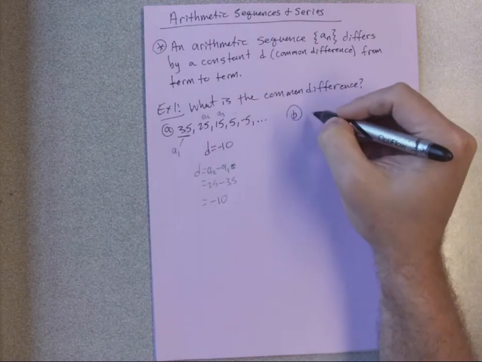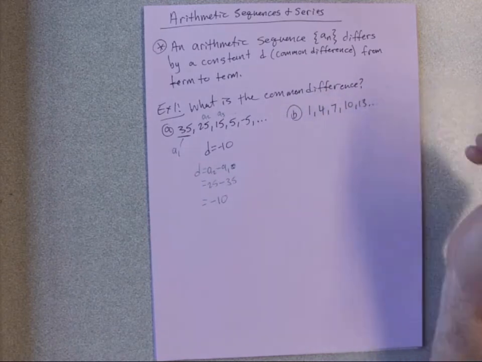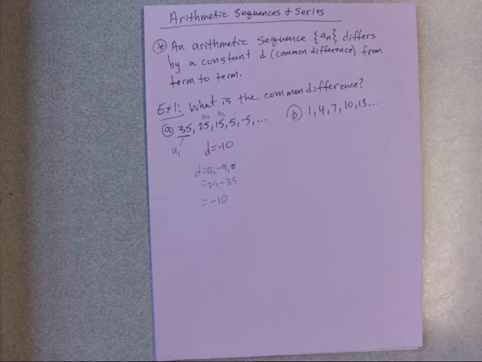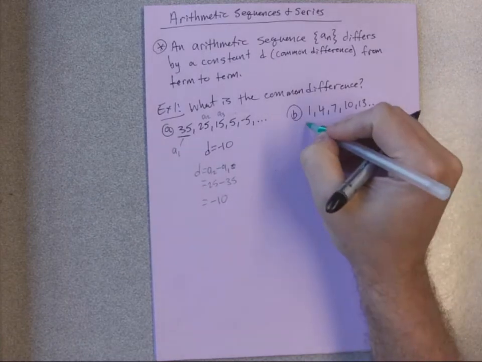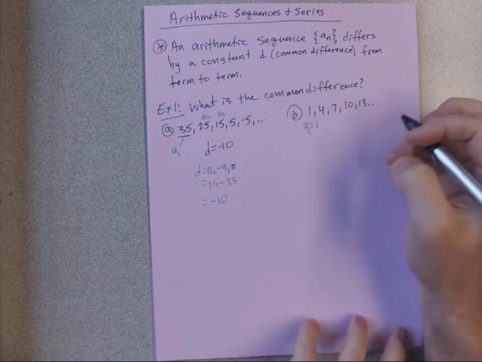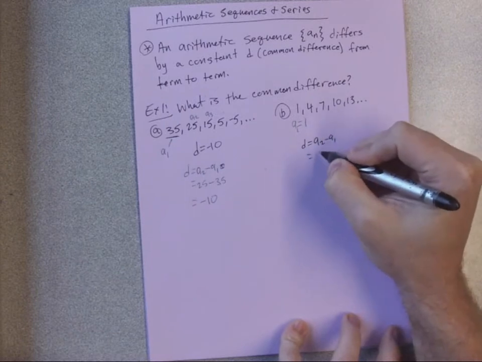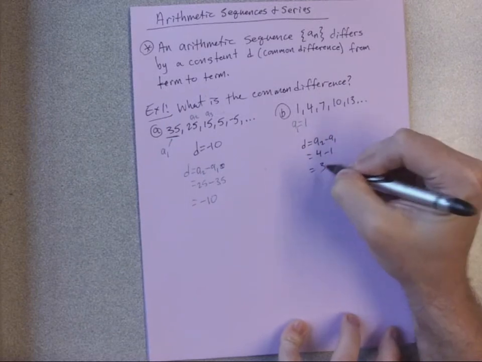Alright, try this one by yourself: 1, 4, 7, 10, and 13. I realize you can do this one in your head pretty easily, but get used to showing your work and finding these things, because these are going to be pivotal in the next couple examples, just being able to at least identify these. So go ahead and pause the video and try. So I know A1 is 1. So D will be A2 minus A1, which is 4 minus 1, which is 3.